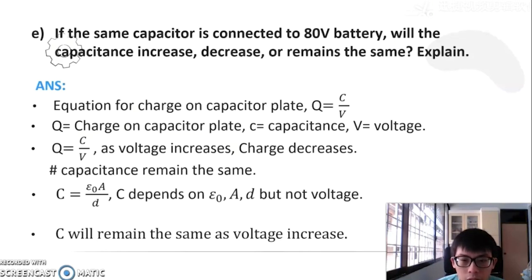The next equation is C equals epsilon A divided by D. So C actually depends on epsilon, A, and D. C does not depend on voltage. Thus, capacitance will remain the same as voltage increases.